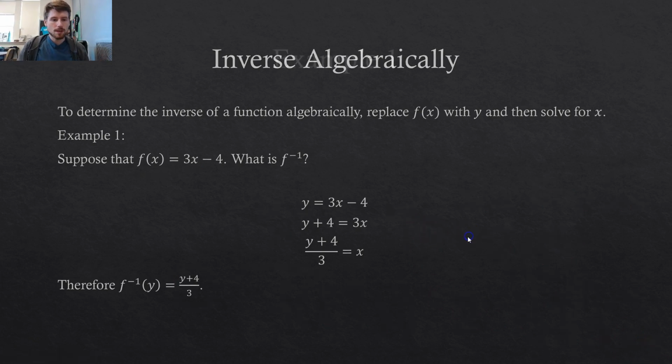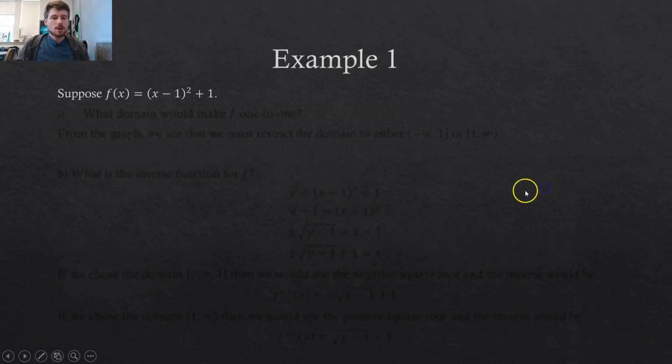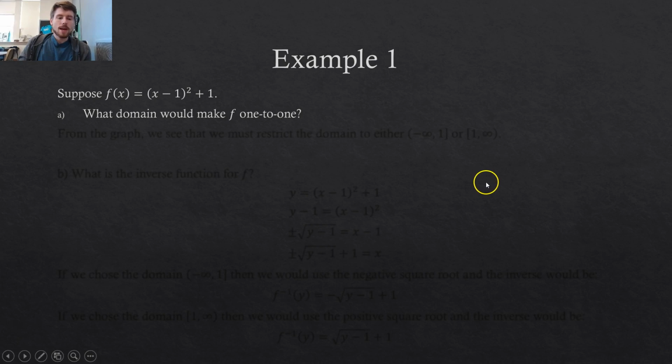Okay, let's do a couple more examples. So suppose our function is x minus 1 squared plus 1, and we want to ask the question, what domain would make f 1 to 1? Because I can tell you that it's a parabola, and if you think about what the shape of a parabola looks like, it's a U, and it doesn't pass the horizontal line test because there's going to be 2 different x's for certain y's, right?